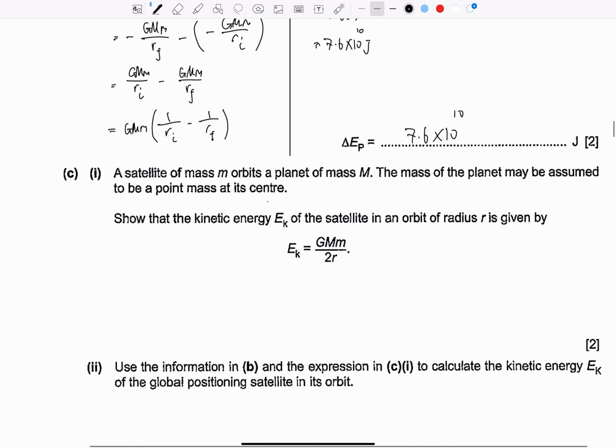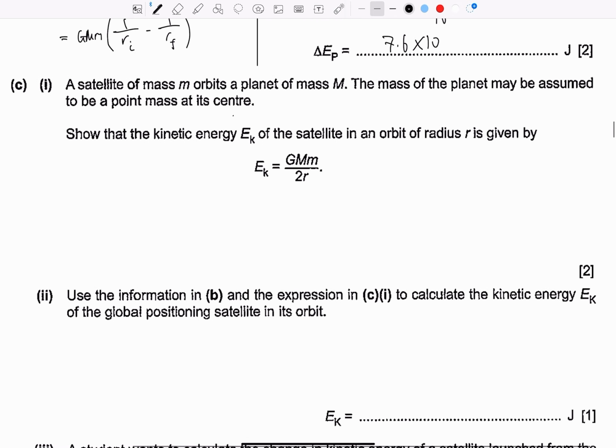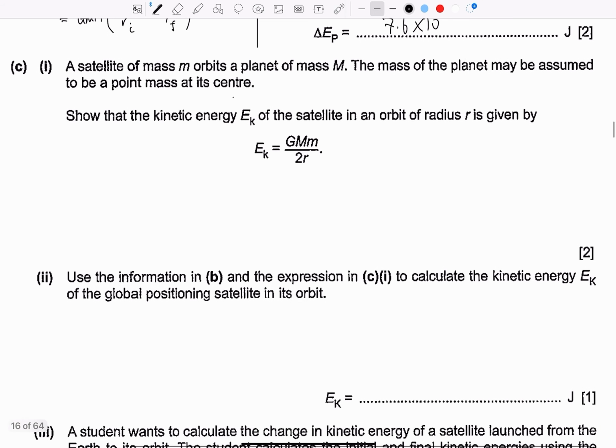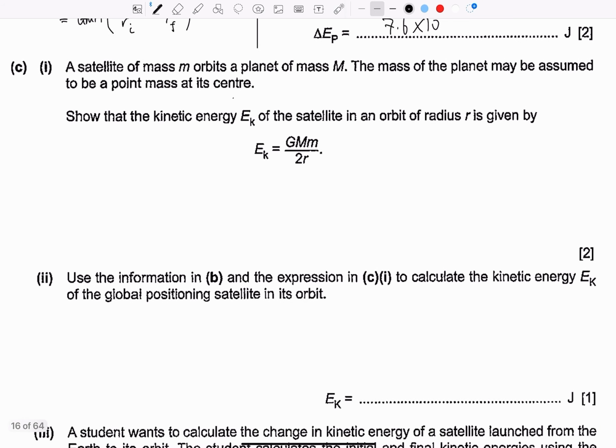Alright. Next. A satellite of mass m orbits a planet of mass big M. The mass of the planet may be assumed to be a point mass at its center, so that Ke is given by this thing. Okay, so the satellite is orbiting a planet. So you should link this question to circular motion, because the gravitational force exerted by the planet on the satellite provides for the centripetal force required for the satellite to go in circular motion.